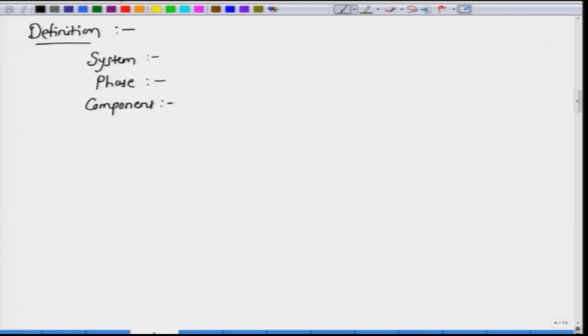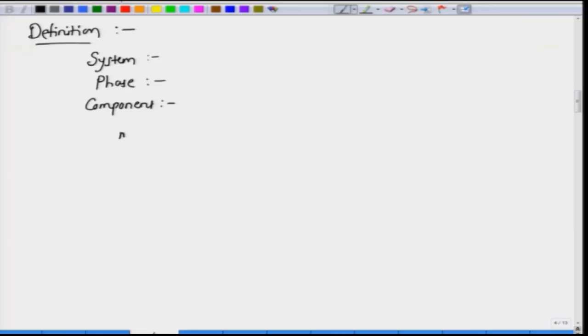And then component. So, we will talk about components a lot. So, a component is essentially the elements or the chemical species that constitute the system, ok. So, the composition of the system or of a phase is expressed in terms of relative amounts of different components in the system, and some of the units are mole fraction or weight fraction, right. These are the relative amounts.